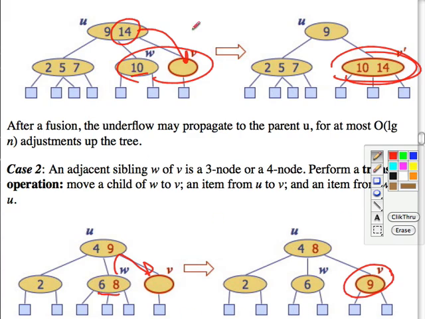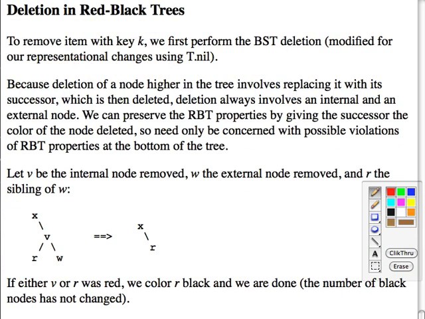So now we're going to look at the corresponding operation in the red-black tree. In the red-black tree world, essentially you begin performing deletion just by doing the BST deletion. That, of course, involves an internal and an external node, because we replace a node with its successor in the binary search tree. So we can preserve the red-black tree properties by just giving that successor the same color of the node deleted. When we move the successor up into the binary search tree higher up, we can just give it the same color. So within the tree, we don't have to worry about violation of the red-black tree properties.